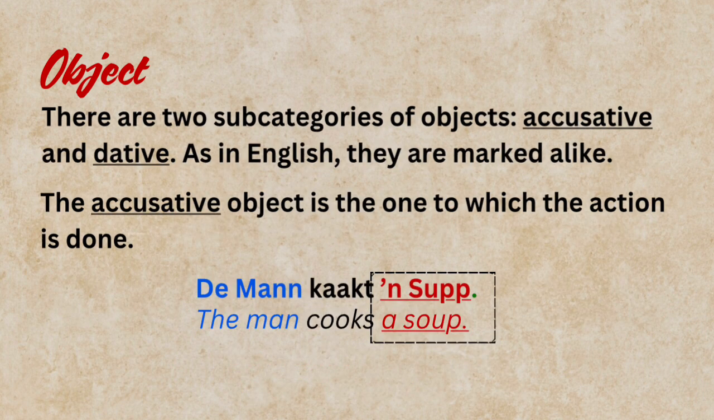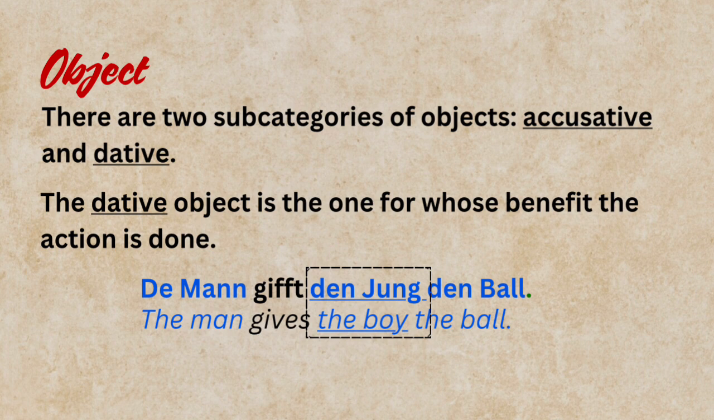There are two subcategories of objects, accusative and dative. As in English, they are marked alike. The accusative object is the one to which the action is done. De man kookt een soep. The dative object is the one for whose benefit the action is done. De man geeft den jong den bal.